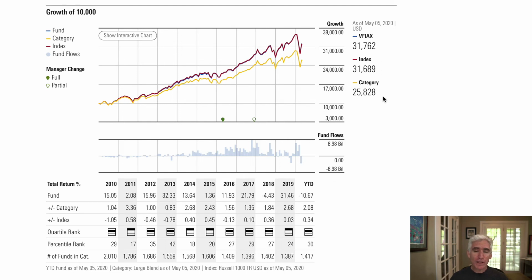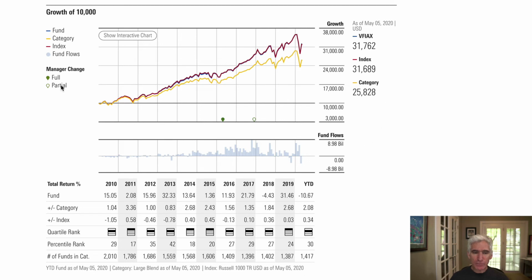On the other hand, it's outperformed Vanguard's category, which, by the way, is going to include actively managed funds. So as compared to the category of U.S. large blend companies, this S&P 500 index has done quite well. Just another reason why I think, or an example of how index funds over the long term generally outperform the vast majority of actively managed funds.